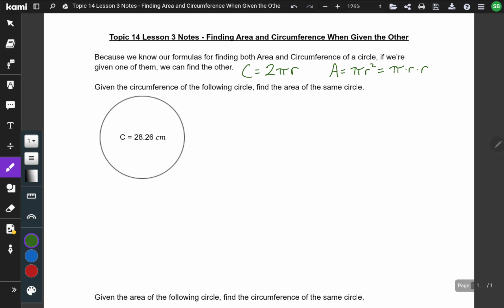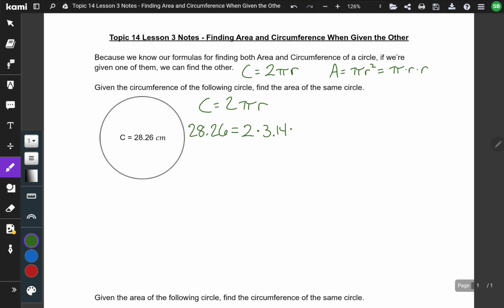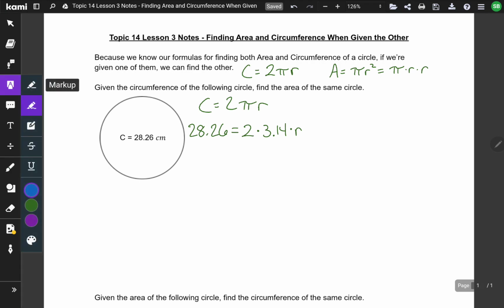All right, so I know my circumference here. I know the circumference C, so circumference is 2 pi r. I know my C equals 28.26. I'm going to plug that in. Equals 2 times, we know pi is 3.14 times the radius. Now, what I can do here, my goal is to get the variable by itself. Well, to do that, I need to get rid of these numbers.